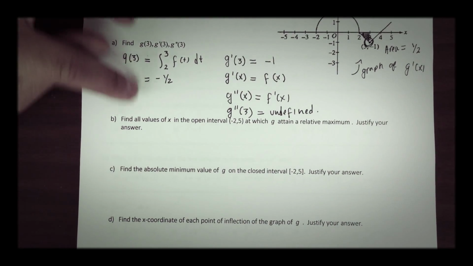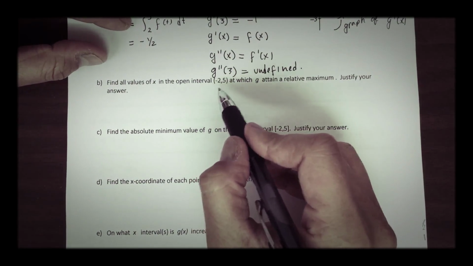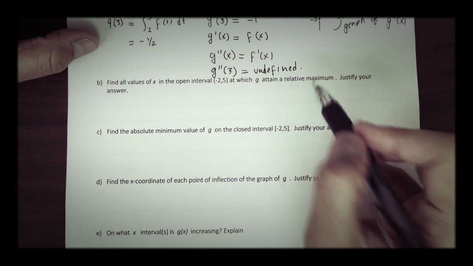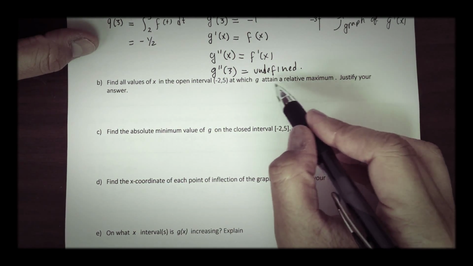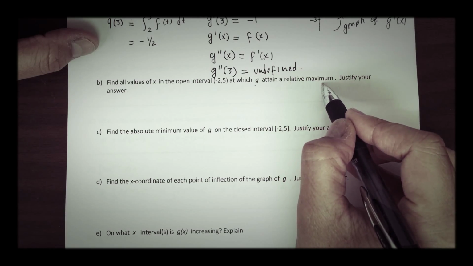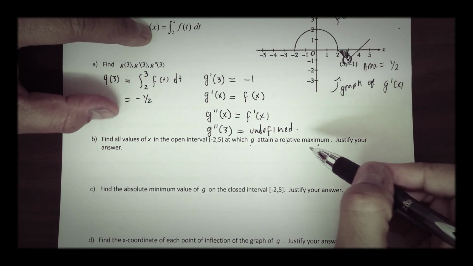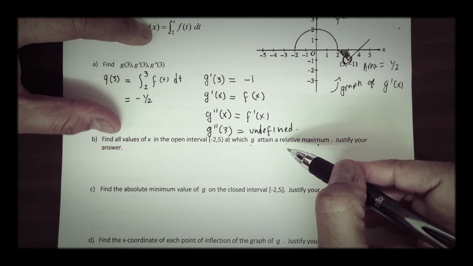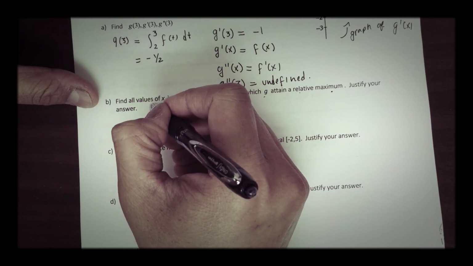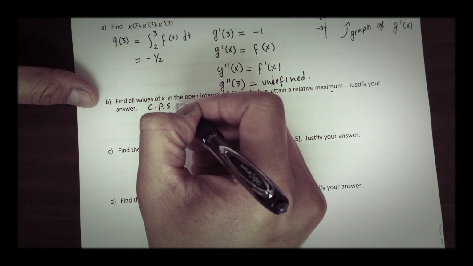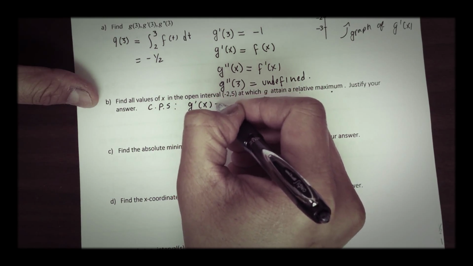Okay, so we're done with those. Let's move on to part B. Find all the x values where g attains a relative maximum. So we want to know where the g function has a relative max. Now this is the function g right here. To find where g has a relative max, we need to find g's critical points. So we need to look for critical points, and that is the point where g prime equals 0.